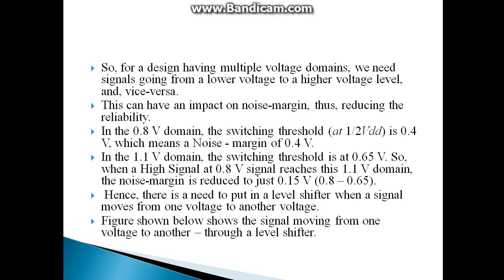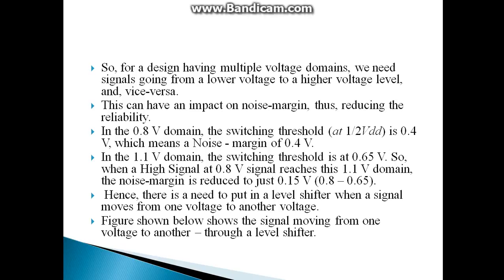In the 0.8 volt domain, the switching threshold at half VDD is 0.4 volt, which means a noise margin of 0.4 volt. In the 1.1 volt domain, the switching threshold is at 0.65 volt. So when a high signal at 0.8 volt reaches this 1.1 volt domain, the noise margin is reduced to just 0.15 volt.